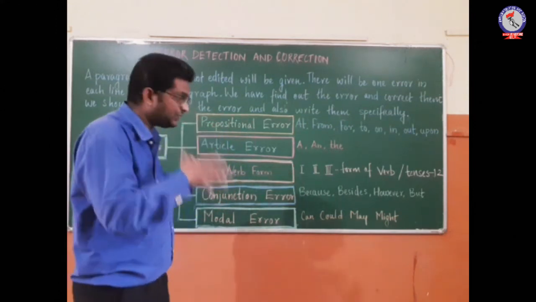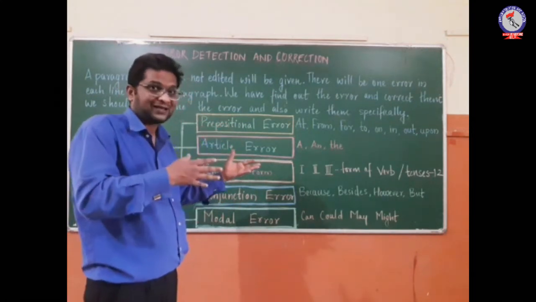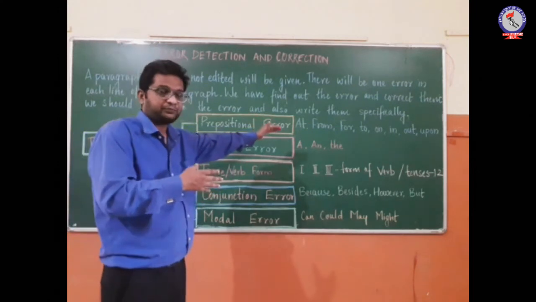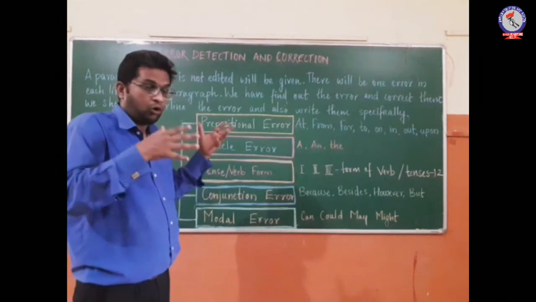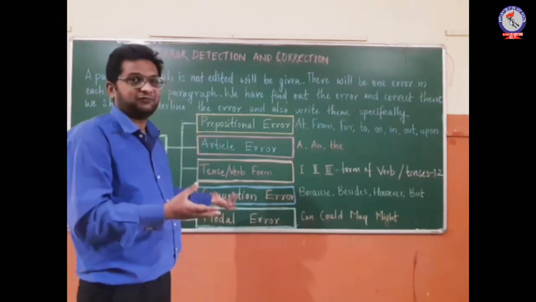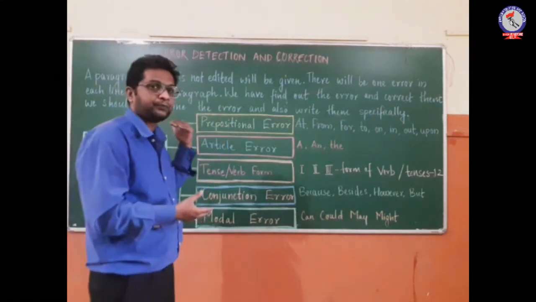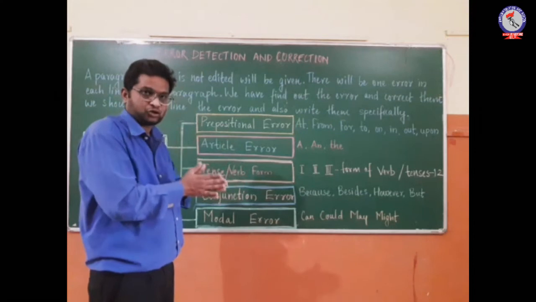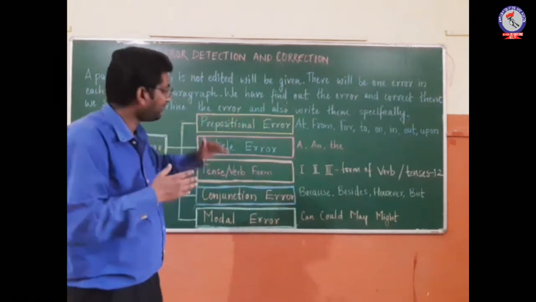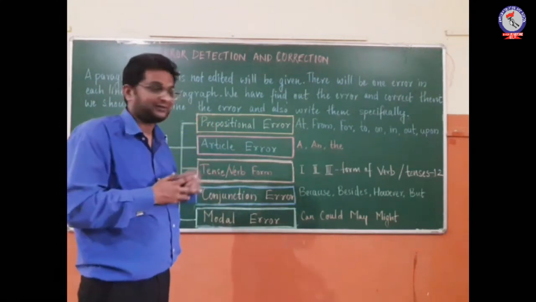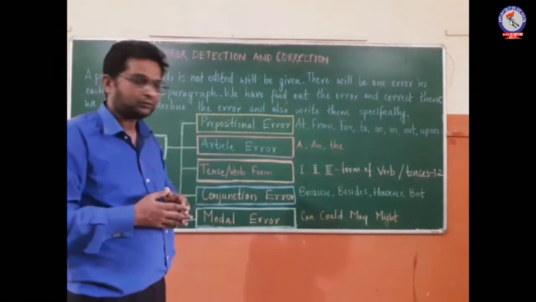So we have to find out the prepositional error. We know that on is the right preposition, but instead of on, in is used. So it is easy to identify that in is wrong. So what we will do is replace the error with the right preposition, the correct preposition. Now move on to the next error.